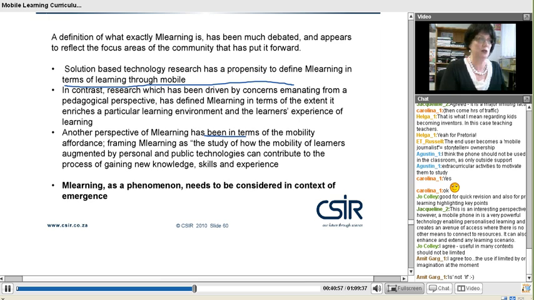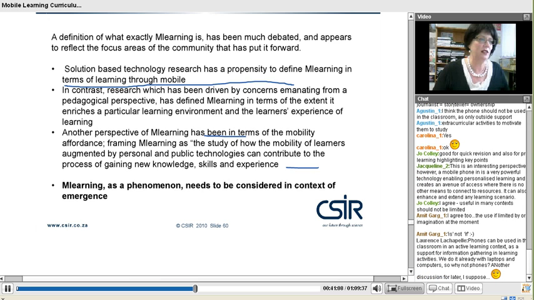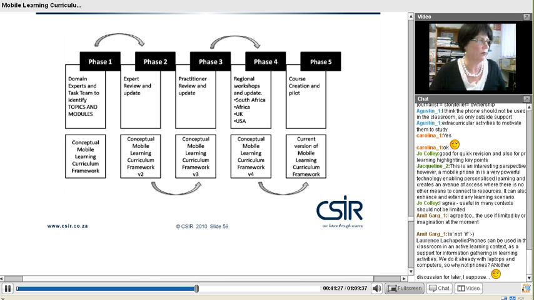We do it because this is what is affordable and available. So another perspective of mobile learning is in terms of the mobility. I don't think that what we're going to get in one go is a definition for mobile learning that's going to cover everything. It is a phenomenon that happens in context. And if we can broaden our mind to exactly what it is, it makes the development of a curriculum so much richer.